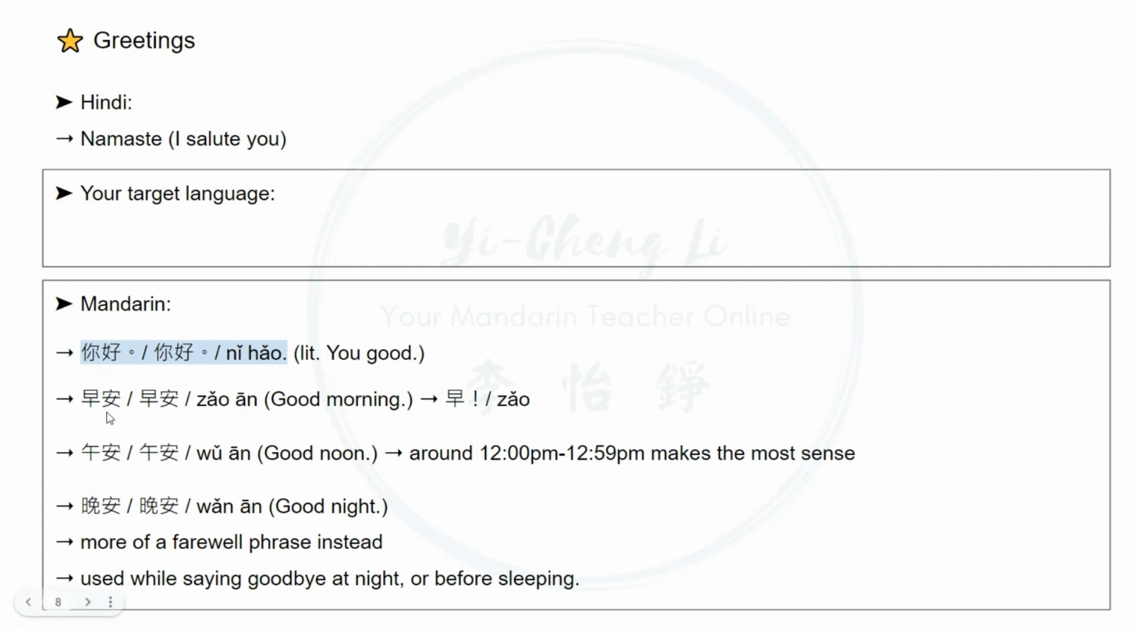Next one, 早安, 早安, good morning. Short form, 早, 早. 午安, 午安, good noon. Around 12 p.m. to 12:59 p.m. It makes the most sense during that period of time. There's no short form for this one. Oops, my cat. Next one. 晚安, 晚安, good night. It's more of a farewell phrase instead, used while saying goodbye at nighttime or before sleep.